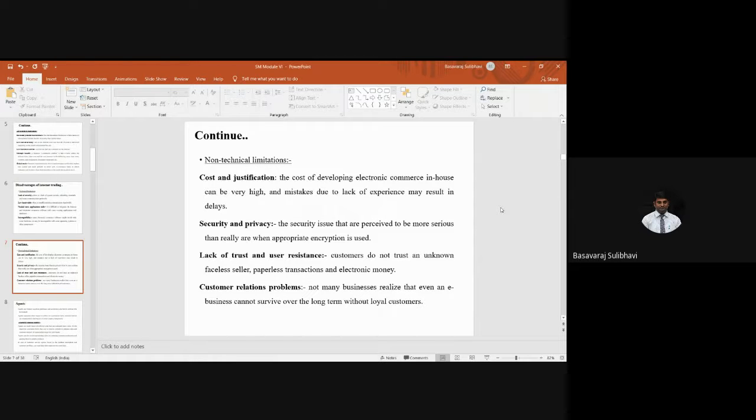Now, what may be the non-technical limitations? Like cost justification: the cost of developing electronic commerce in-house can be very high for any business people. Or any mistakes due to lack of experience.